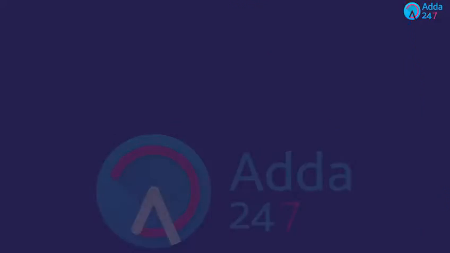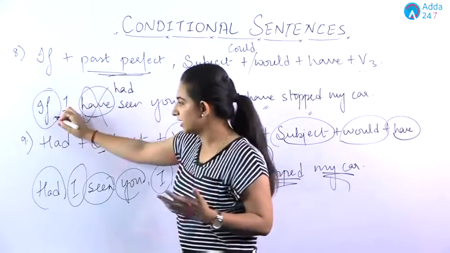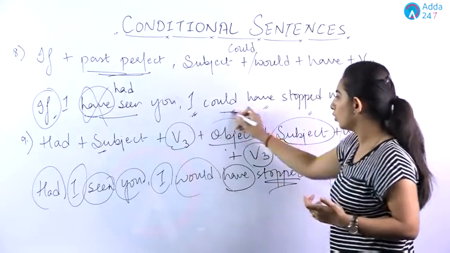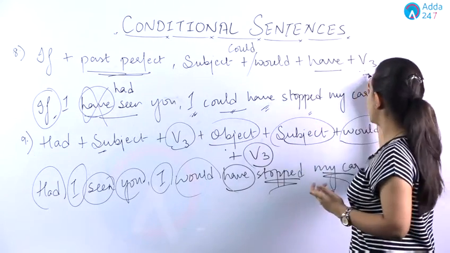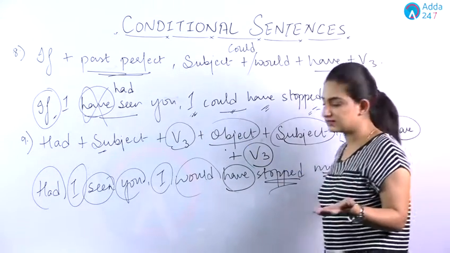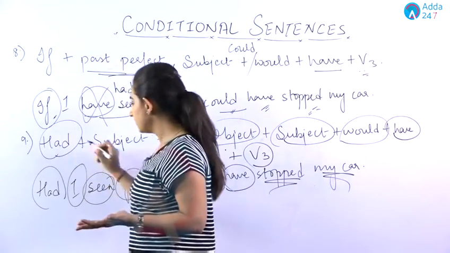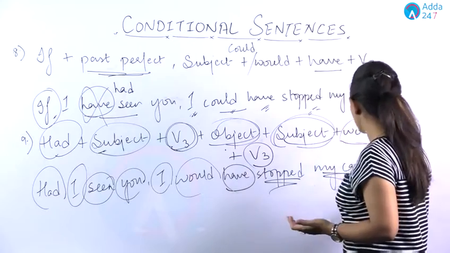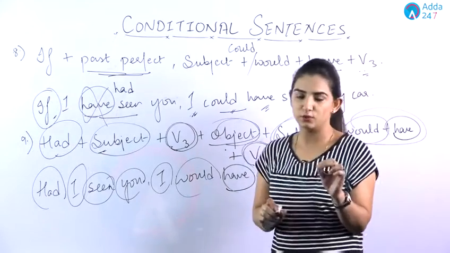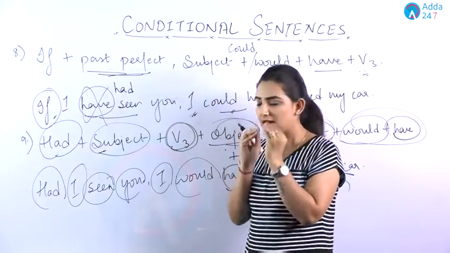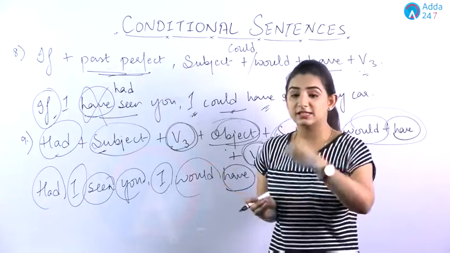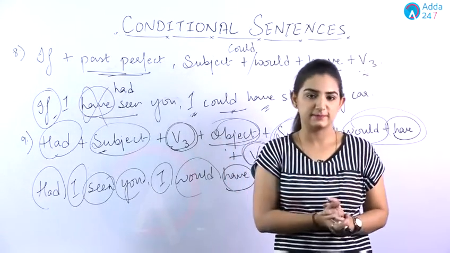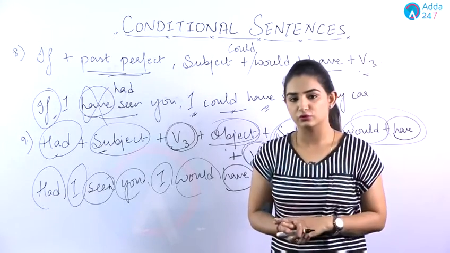If you want to start the sentence with if clause, then you write if, after that past perfect, after that subject, after that could or would, after that have, and then verb's third form. Or you can write this sentence starting with had, the subject, verb's third form, object, again the subject, would have, then the verb's third form. So both are correct, both have definite sentence structure, and you need to follow the sentence structure whenever you place a sentence like this. Now let's move on to the next rule.